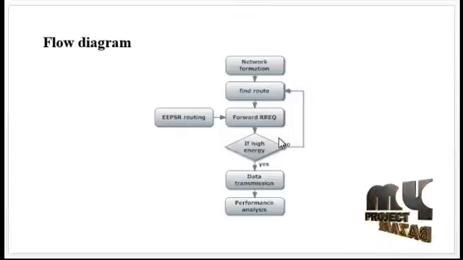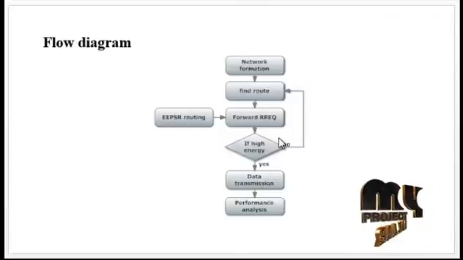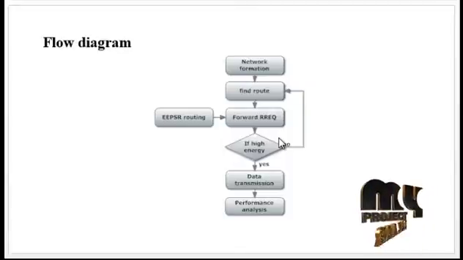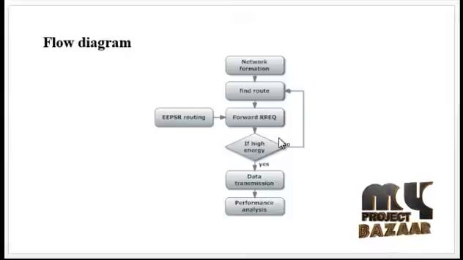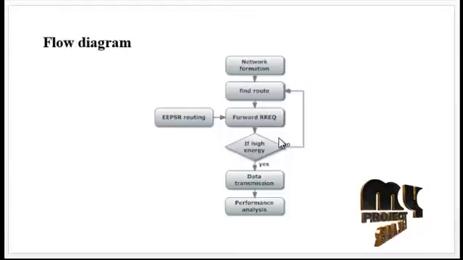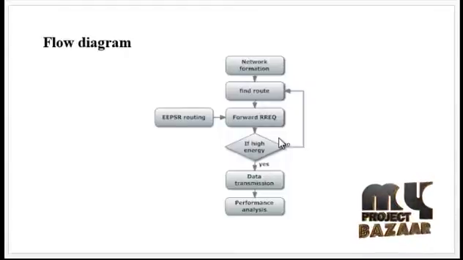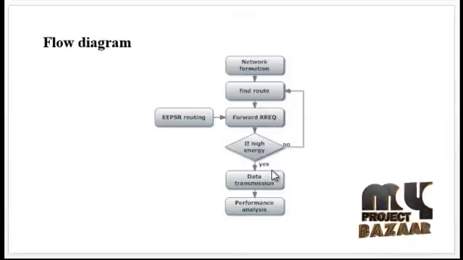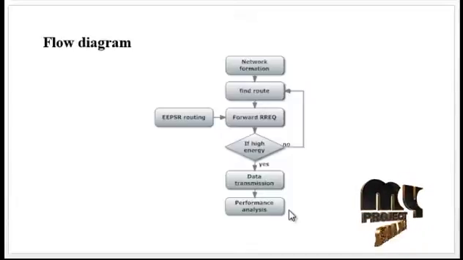If the route is processed, the energy condition is verified in that. So, if it has high energy to forward the packet, then the route is established and provides the data transmission, or else it again finds another path to transfer the packet. After the data transmission, the performance is analyzed with the existing system.